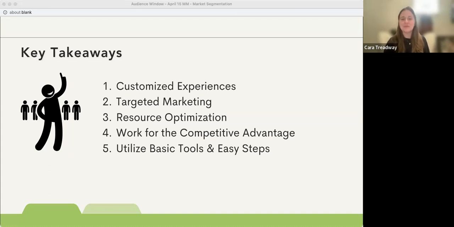This strategic approach isn't just about meeting expectations, it's about surpassing them to gain a competitive advantage in your market. And finally, keep in mind that even with limited resources or limited knowledge, tourism businesses or other businesses alike can leverage basic tools and simple steps to implement market segmentation strategies effectively. In turn, you're unlocking new opportunities for growth and success.